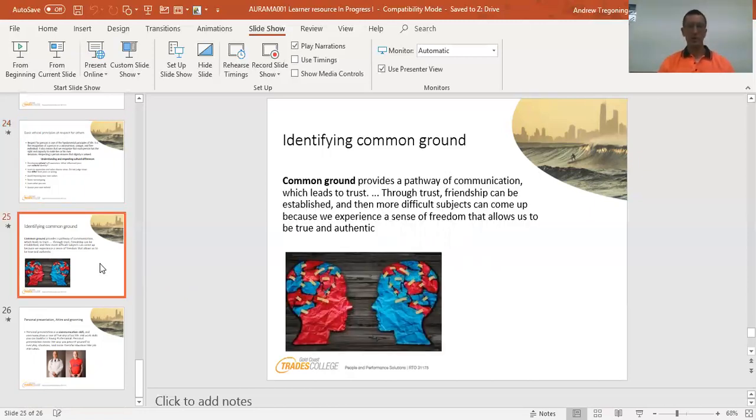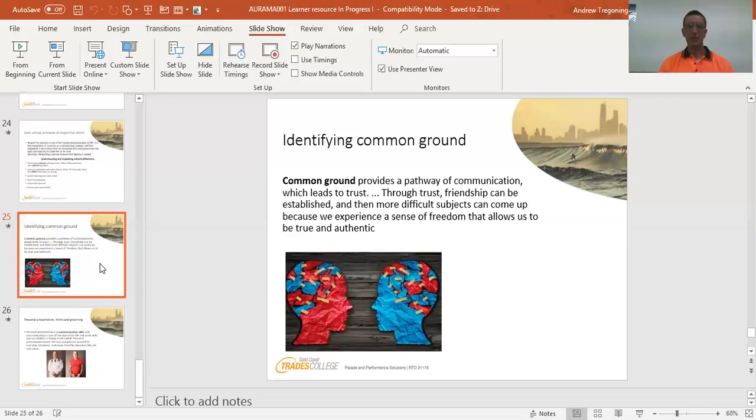Something really important in building rapport is identifying common ground. Now you have a look at the image that I've got down there. You see a blue person and a red person. Each person has some blue and some red in their minds or in their beliefs and the type of person they are. So if you're talking to somebody else, you'd be searching for those common ground or those common similarities that you might have with another person.